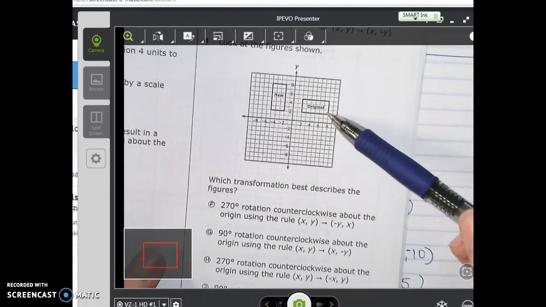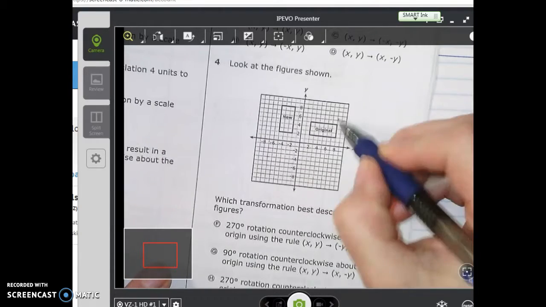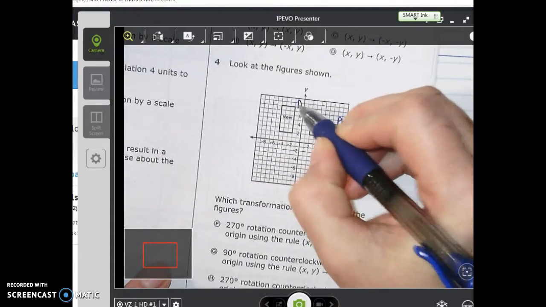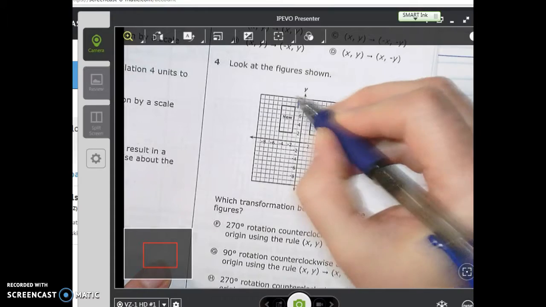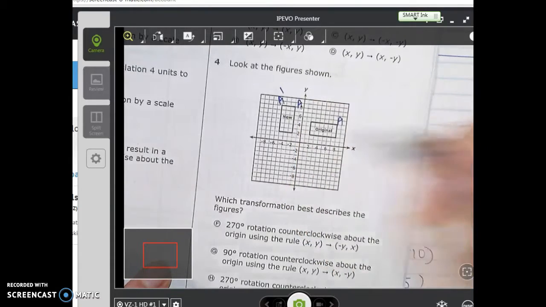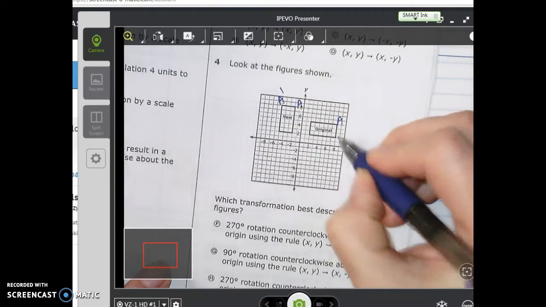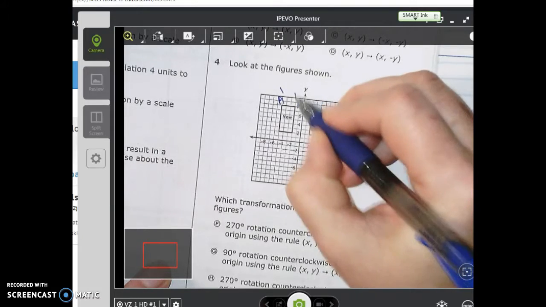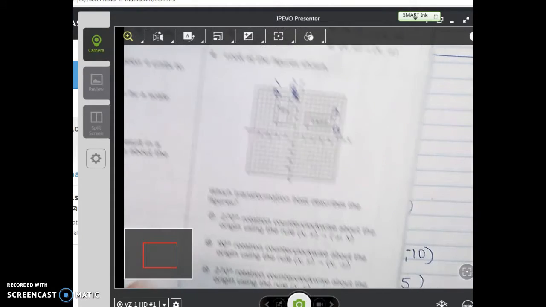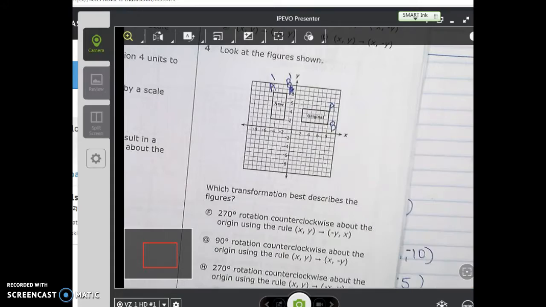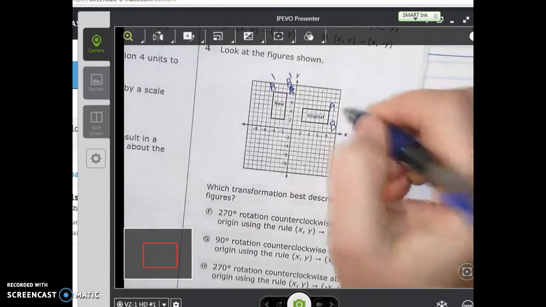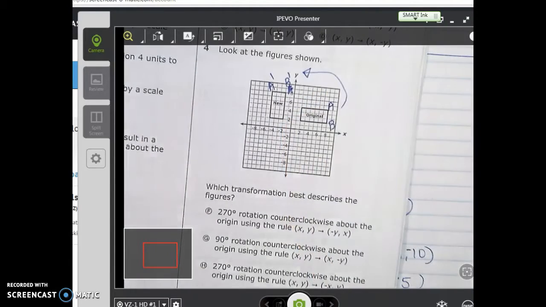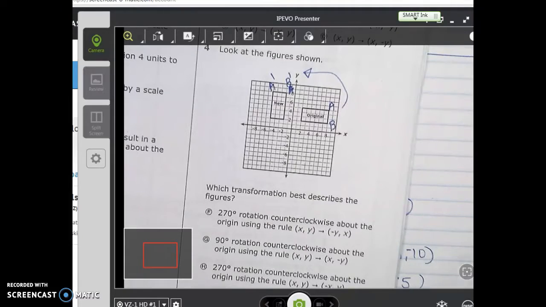This is the original, and then that's the new one. So this would be A, and this would be A prime. Actually, this side would be. And this would be B. So you've turned it. So you went from the original to the new picture. So you've gone that way. And which way would that be considered if I'm using a clock?